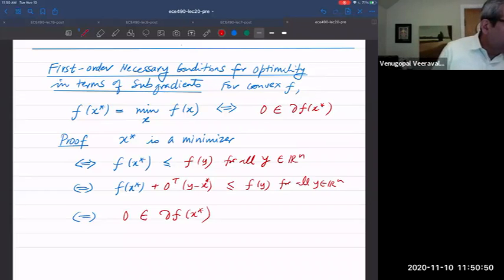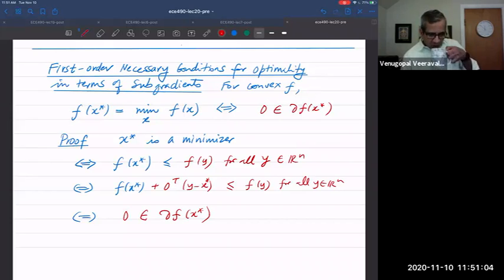So if x star is a minimizer of a convex function, which may not be differentiable, in particular at x star, then 0 has to be within the subdifferential set at x star. This is good to know, because it implies that you should be able to use something like gradient descent to find the minimum.